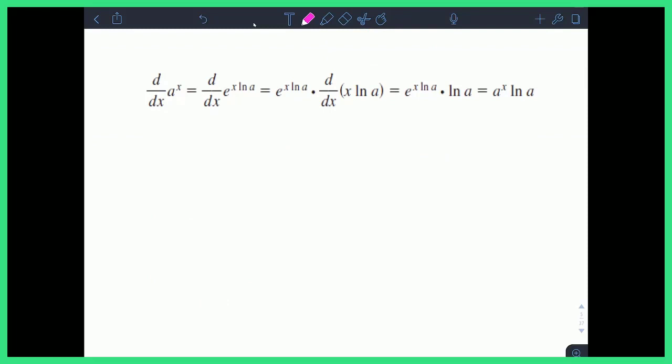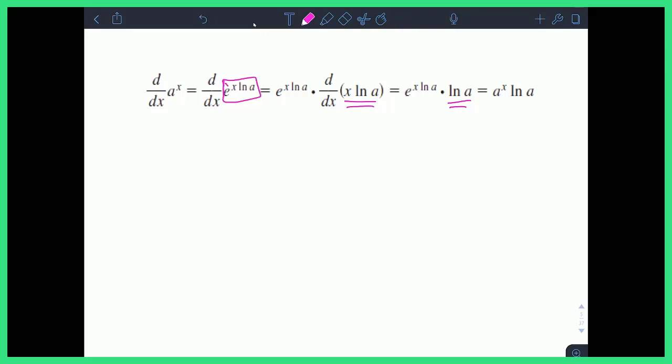Here's the proof. The derivative of a to the x is equal to the derivative of this function. This is from the previous page. And this is equal to e to the u times the derivative of u. It's just an exponential. We just learned that derivative rule. So this is the u, and this is the u, so we're going to take the derivative of that right there. And that, as a result, is just equal to the natural log of a, because natural log of a is a constant.